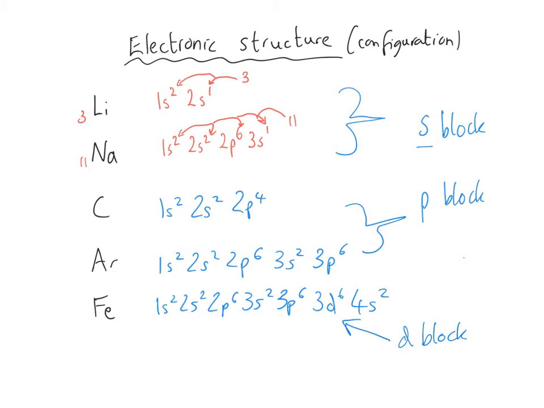And you can navigate your way around that by looking at the periodic table, because the S block is everything in group 1 and group 2, the P block is group 3 to group 8, and then the D block is the transition elements on there, or the transition metals they're sometimes referred to.